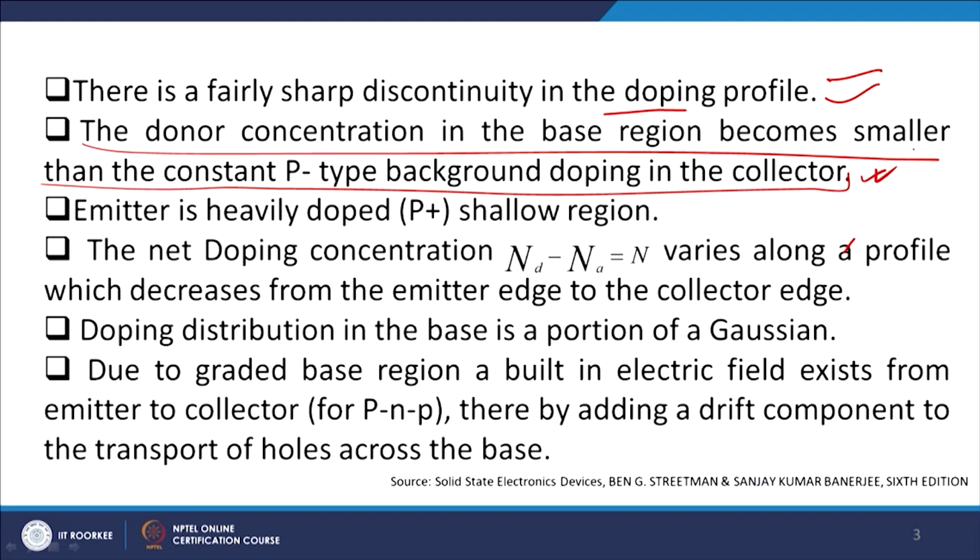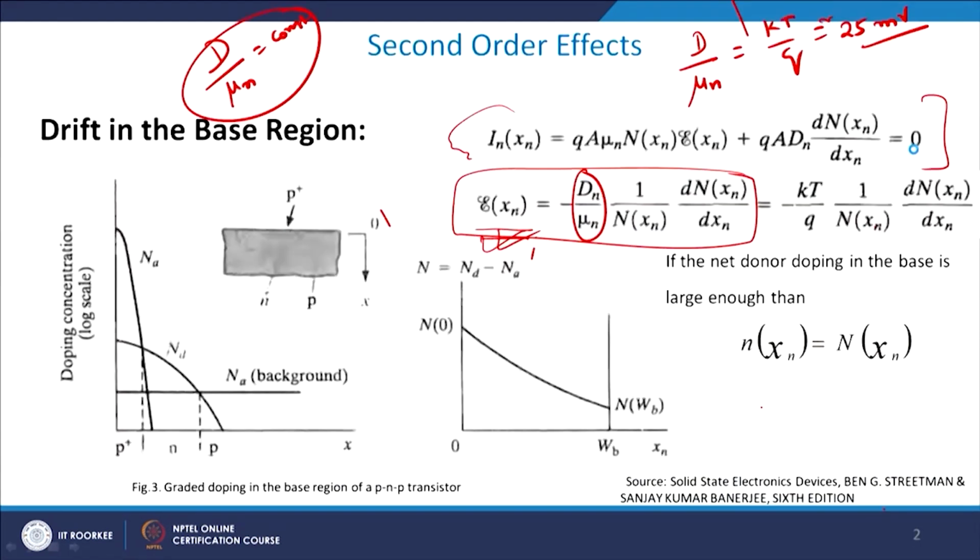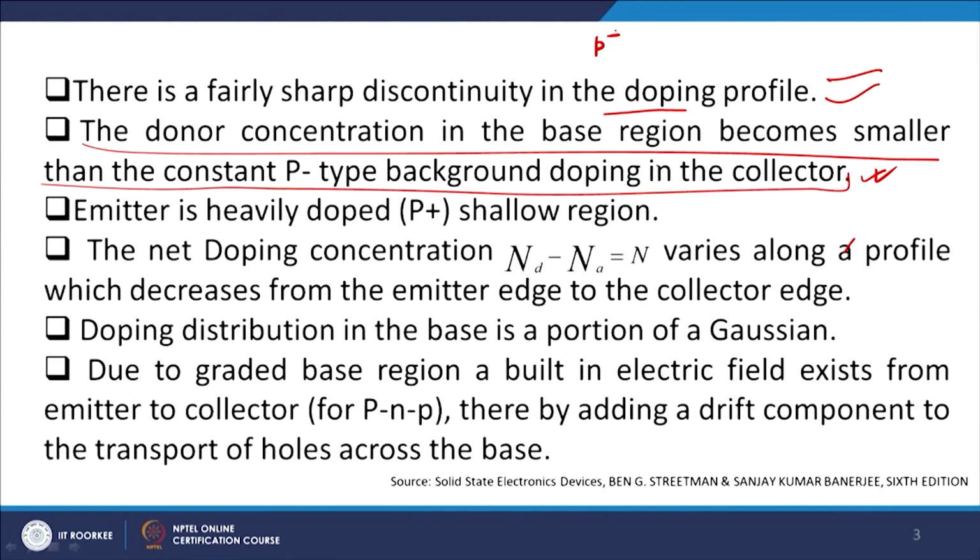If you remember the previous discussion, this is p plus n p. What I am trying to tell you is that the donor concentration in the base region becomes smaller as compared to the concentration on the collector side. On the collector side you still have p, but on the base side, since the donor is slightly higher, you get an n region available to you. And as you can see, the emitter is a heavily doped shallow region, because the acceptor concentration is much larger as compared to the donor concentration there.